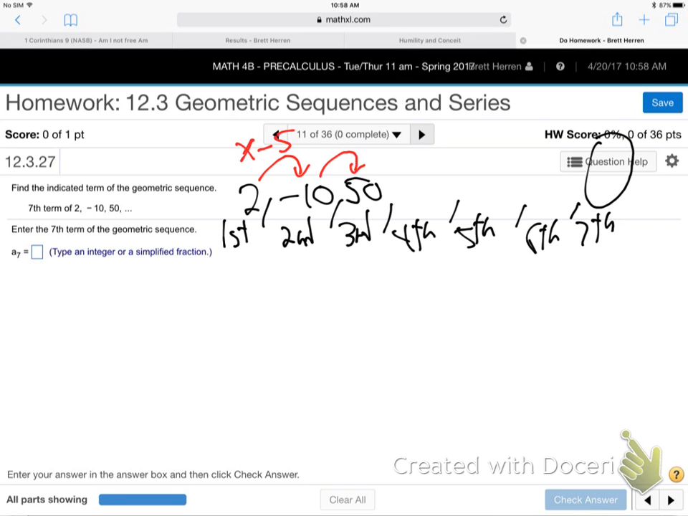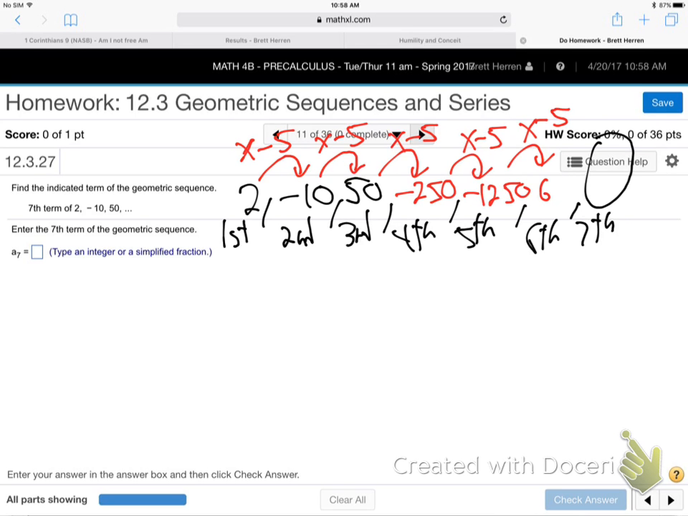-5, times -5 times negative 5, would that be negative 250? 50 times negative 5 is some really big number, minus 1250 times negative 5. Oh, wait a minute, I'm doing the signs wrong, aren't I? This would be plus, shouldn't it? And this one is negative 6250.